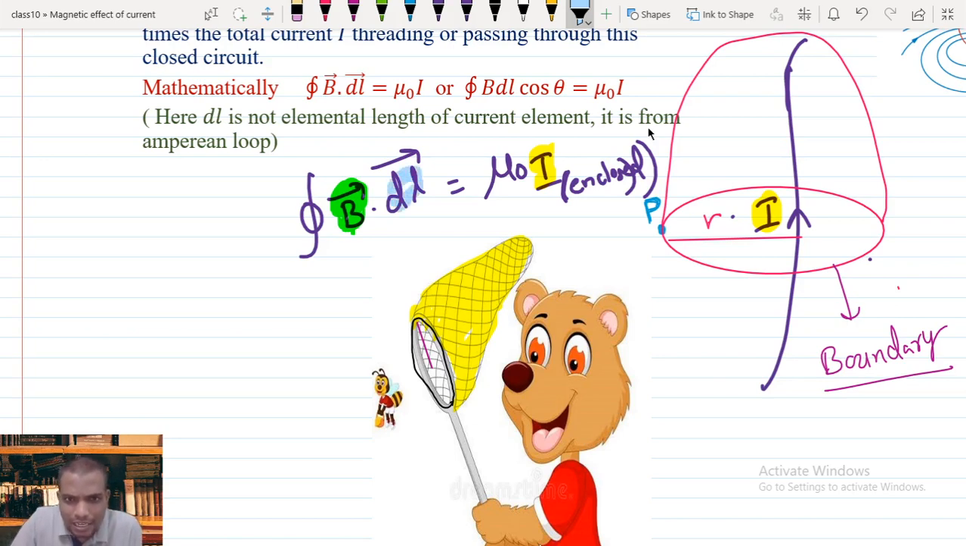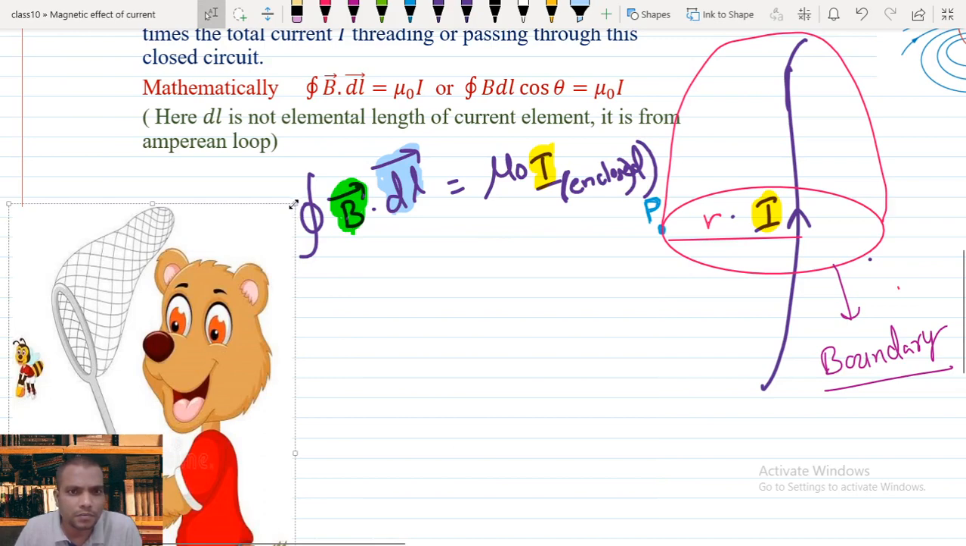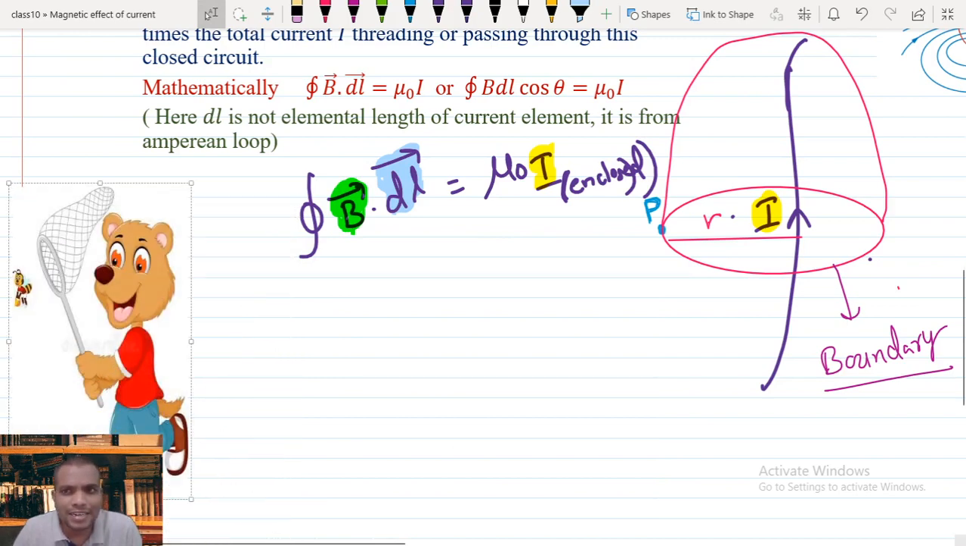Now who is this? dl bar. And where has this to be taken? So this dl bar is different from what we consider in the Biot-Savart's law. In the Biot-Savart's law, we consider the dl bar on the current carrying element itself. It means I have considered a small elemental length dl from the current carrying element. But right now, this elemental length dl we should not consider on the current carrying element.